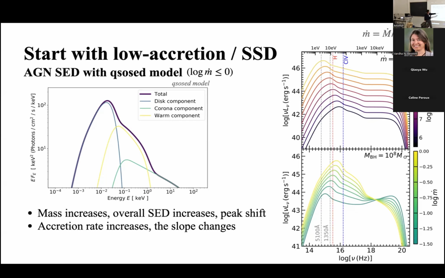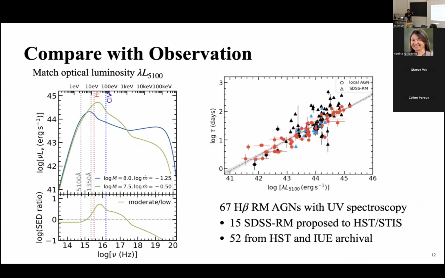When we fix the accretion rate, as in the upper panel, and increase the mass, the overall SED shape is almost the same. It just shifts the peak to a lower frequency, and the overall SED gets more energy. When we fix the black hole mass and increase the accretion rate, the SED shape changes dramatically, and alpha OX gets steeper in this SED model. We constrain the accretion rate to log m dot lower than 0.